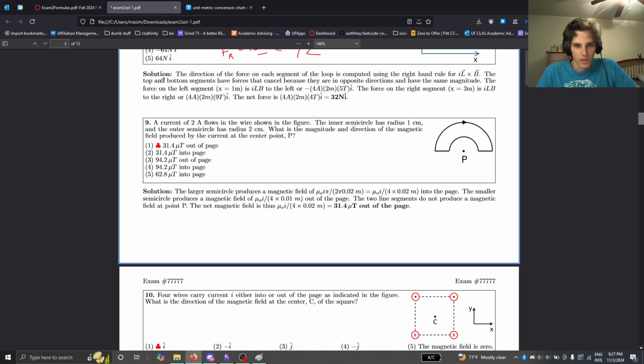Okay, this is a classic question. So the idea here is you have a point surrounded by circle wires. These don't matter, but since it's continuous, one has the current in one direction, one has it in the other.